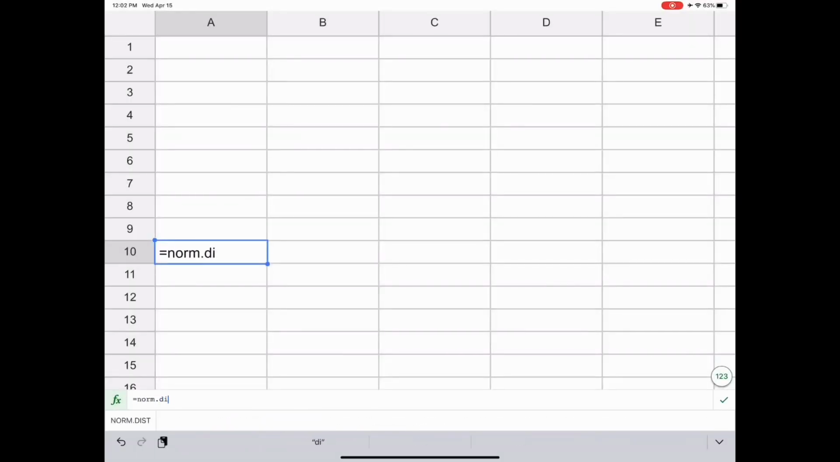Equal norm.dist, open bracket. You'll see that it will ask you for 4 variables: x, mean, standard deviation, and cumulative. X is 19. What we're looking for is the probability to the left of 19, comma, mean is 18, and then it asks you for standard deviation. Standard deviation is 5, comma, and then cumulative. Cumulative is always going to be true, because this is a continuous distribution, and for continuous distributions we're including all the decimals. Then we close the bracket, press enter, and we get 0.579, which is the probability of x less than 19.